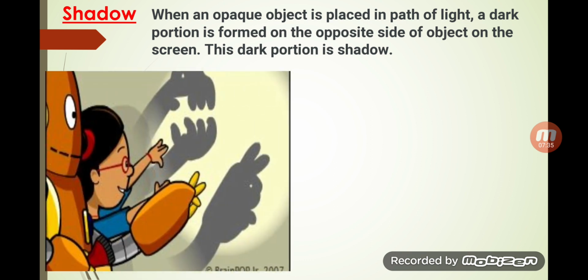So here I am going to show you some pictures. What is shadow? You can see very small kids there and they are forming different kinds of shadows on the wall. I think all of you do this at your home. You make many pictures with your fingers, like deer, dogs.